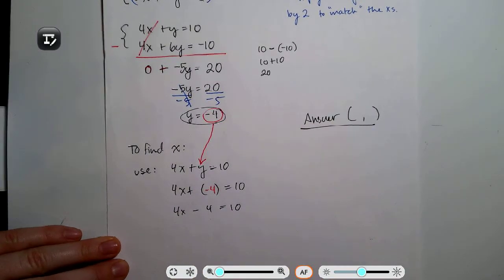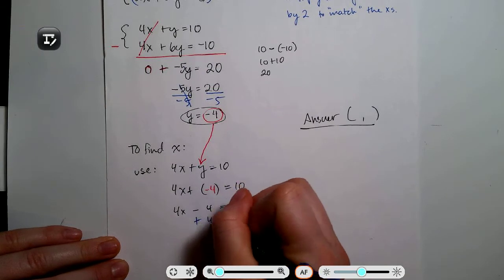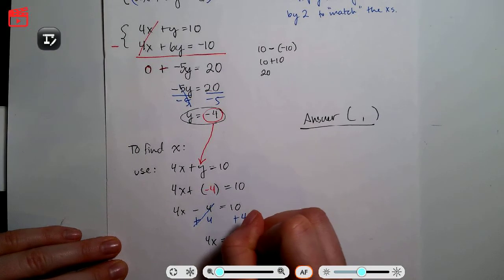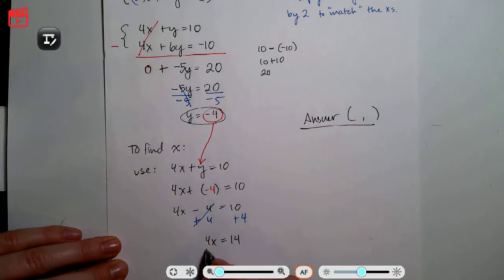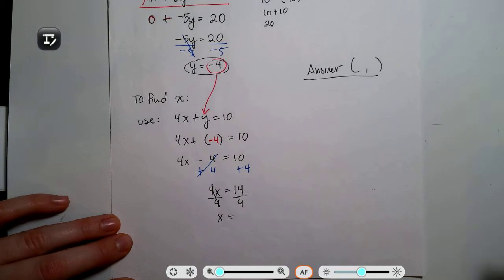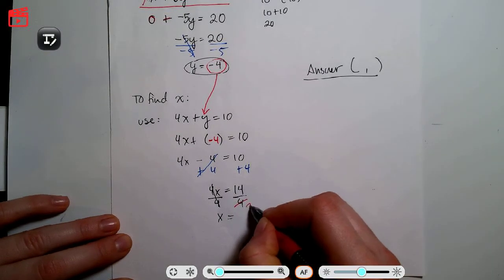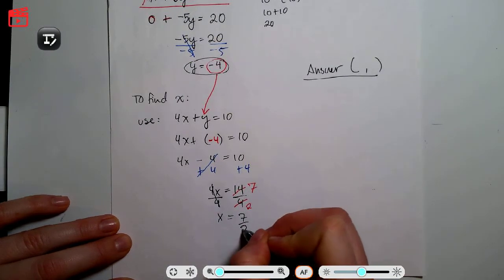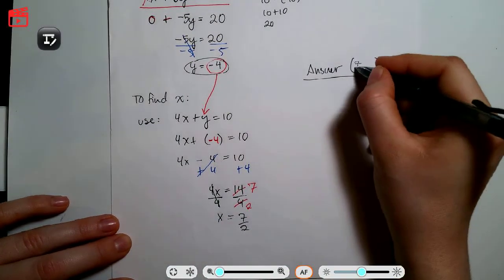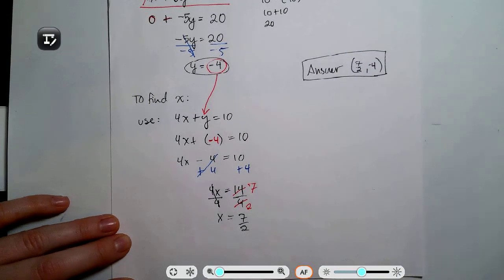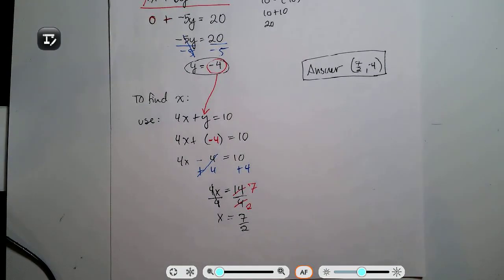All right, solving for x, we can add 4 to both sides to get rid of that negative 4. And then 4x equals 14. Divide both sides by 4. X equals 14 divided by 4. Can that be simplified? Well, they can both be divided by 2. So 7 over 2. So our answer is going to be 7 over 2, comma, negative 4. And that is the point where these two lines intersect.